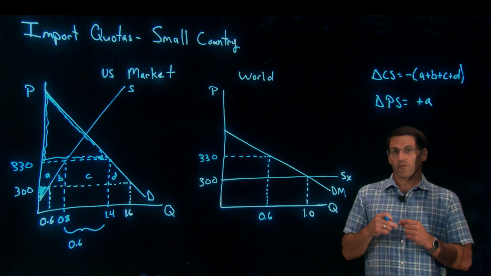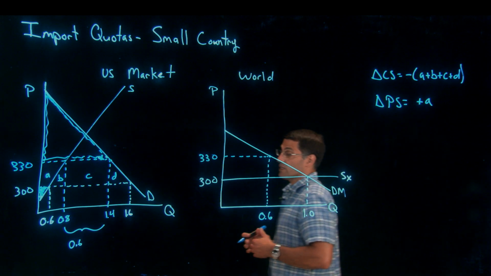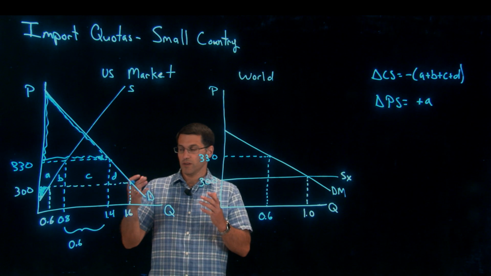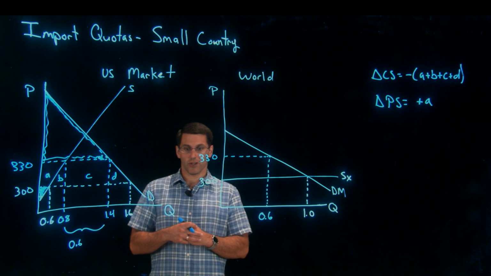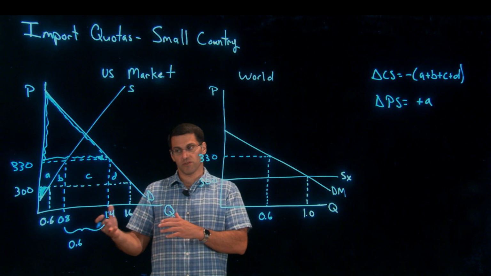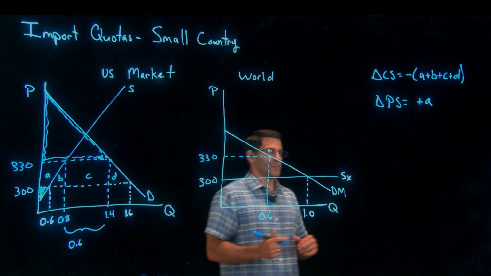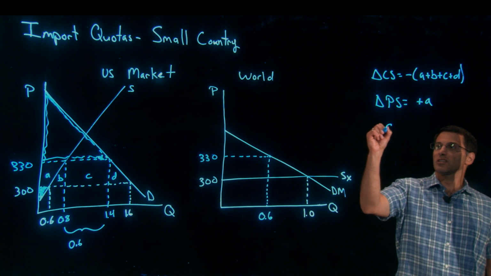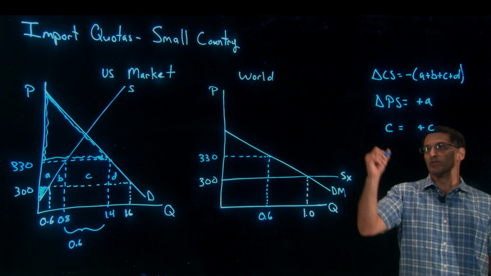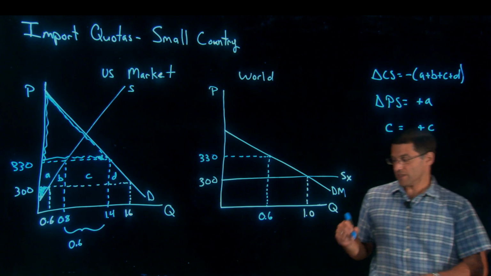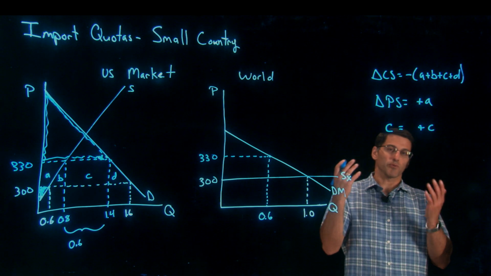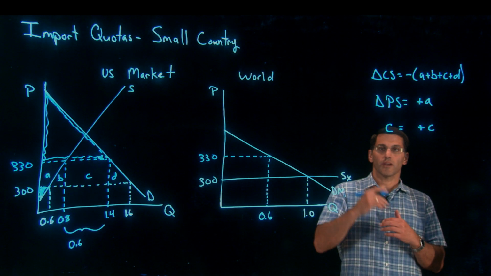Now there's a question of how the quota is administered. Let's say that what the government does is it just hands out licenses based on, well, we'll give it to our favorite importers, okay? So it gives it to U.S. importers. In that case, C would go to the domestic importers, okay? All right, this is the change. In this case, C would be represented as, you could call it the U.S. producers if you wanted to.